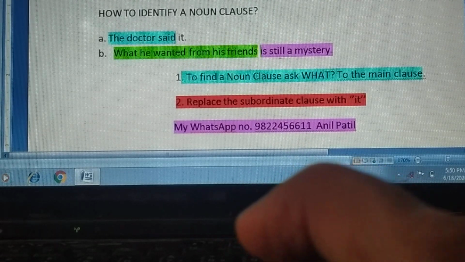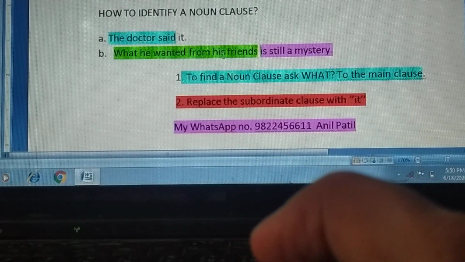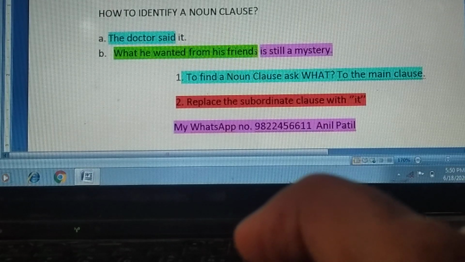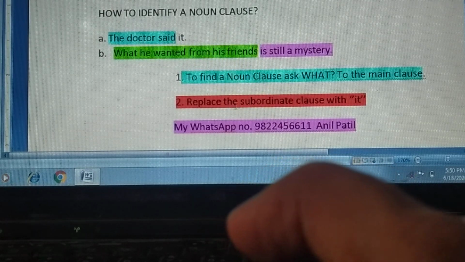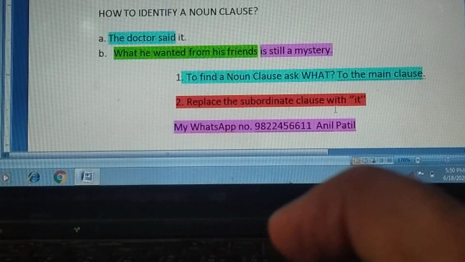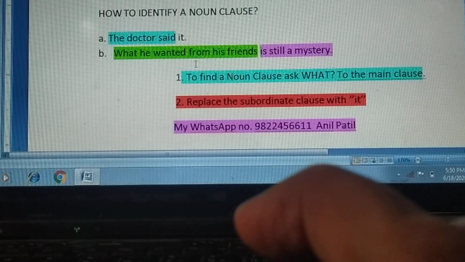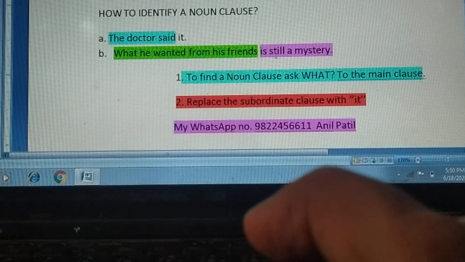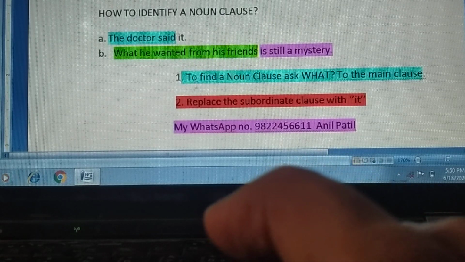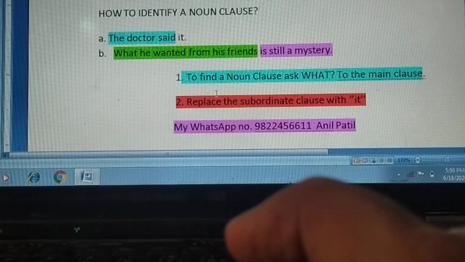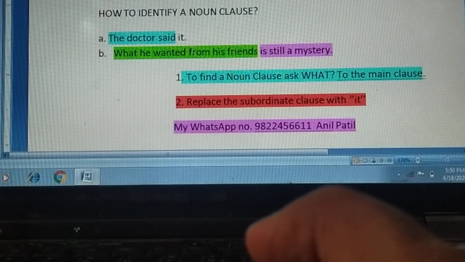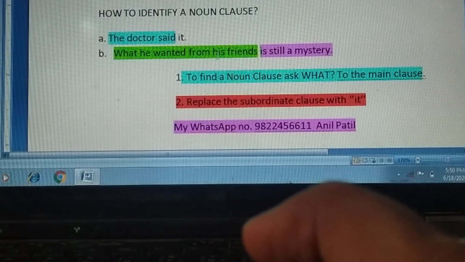What is still a mystery? What he wanted from his friends is still a mystery. So this is right. Let's apply the second method. Replace the subordinate clause with it. You have to remove the subordinate clause and write it in place of it. See, it is still a mystery. It is still a mystery. So both are correct. That means it is definitely a noun clause.